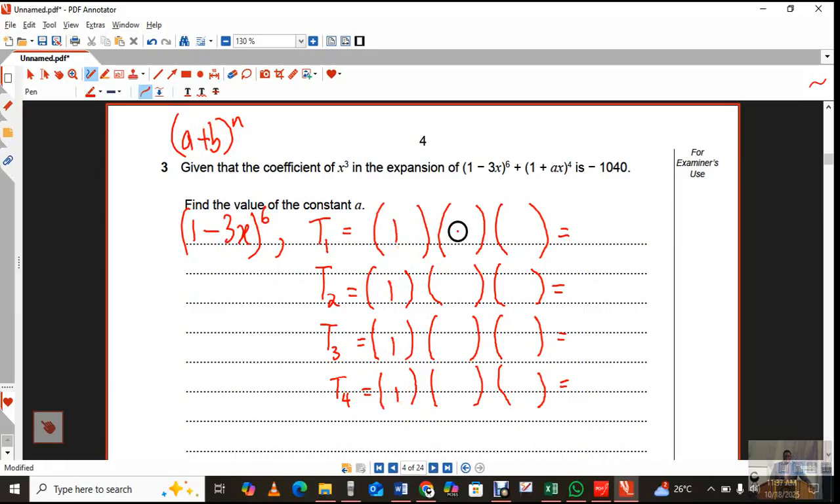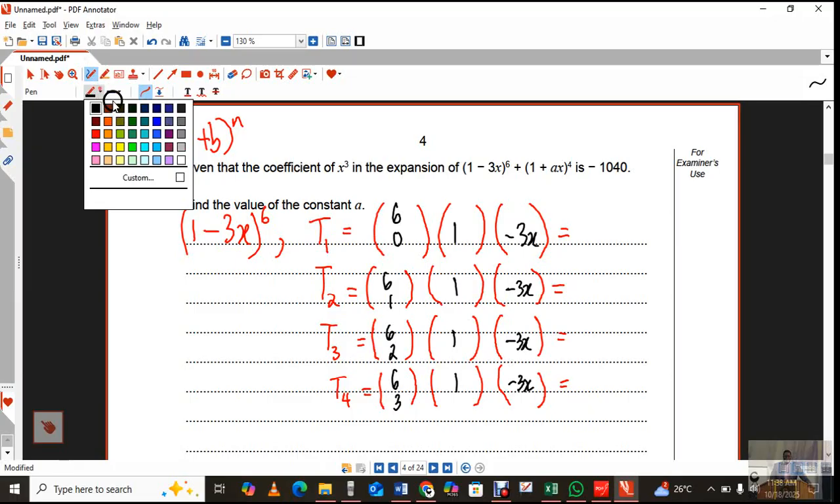My b value is, okay, sorry, I wrote it at the wrong place. First thing that I'm going to write here is 6C0, 6C1, 6C2, and 6C3. Very important. Then this is my a value, which will be 1. Then here I'm going to have negative 3x, negative 3x, negative 3x, and negative 3x as my values of b.